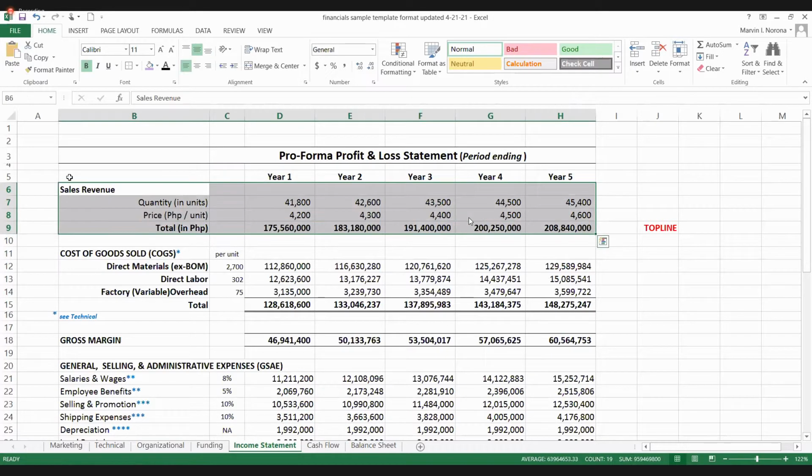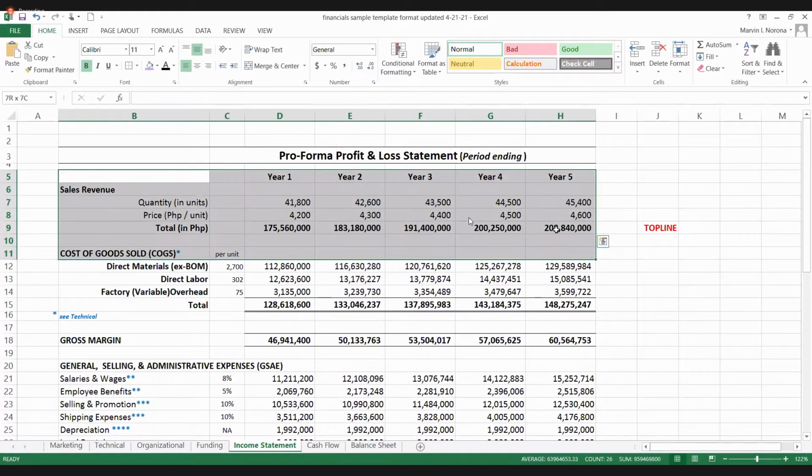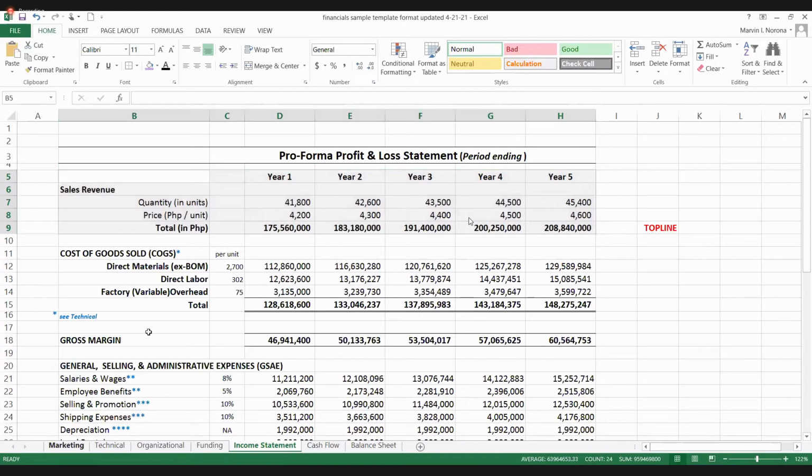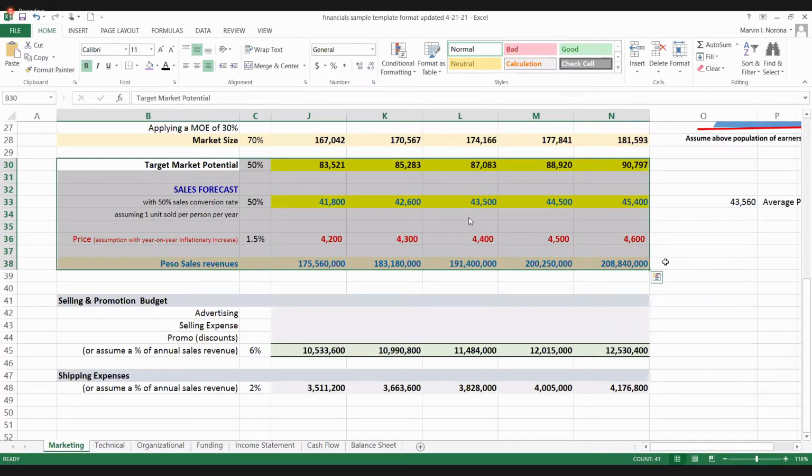So, ito yung tinatawag na top line. So, nanggaling itong sales revenue sa marketing. Yan, sa sales forecast. Okay. So, it's better to set it up that way kasi later, kapag nakumpleto niyo yung financials, makikita ninyo if there is something not desirable. Okay? Kasi kung hindi siya profitable, dalawa lang gagalawin ninyo.